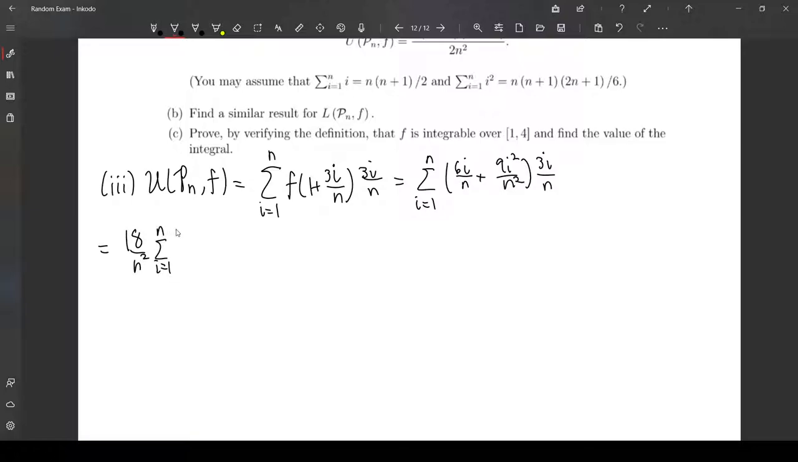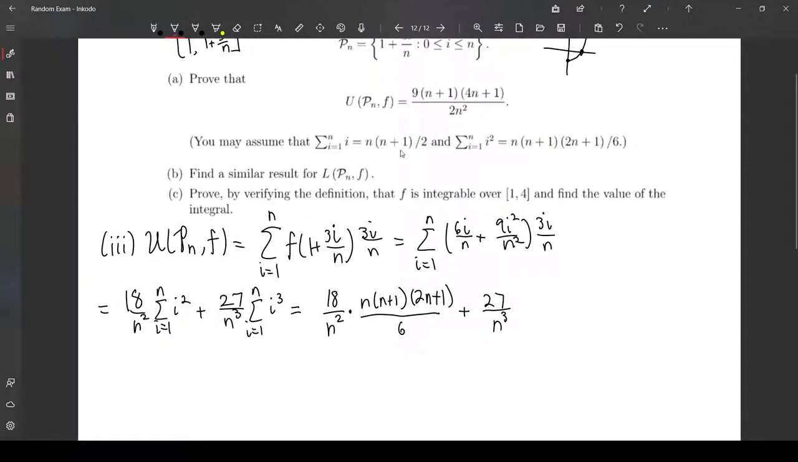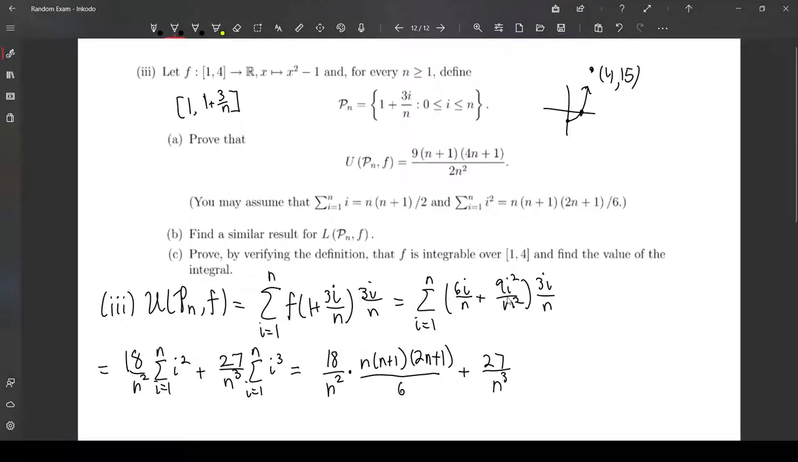Okay, so we have essentially 18 over n squared, the sum as i goes from 1 to n of i squared, plus 27 over n cubed, the sum from 1 to n of i cubed. I'm confused why they give us these formulas, but it turns out that the i cubed one is actually just the square of the other one. Anyway, this is 18 over n squared times n plus 1 times 2n plus 1 all over 6 plus 27 over n cubed. I hope... this doesn't look good. Am I doing something wrong?